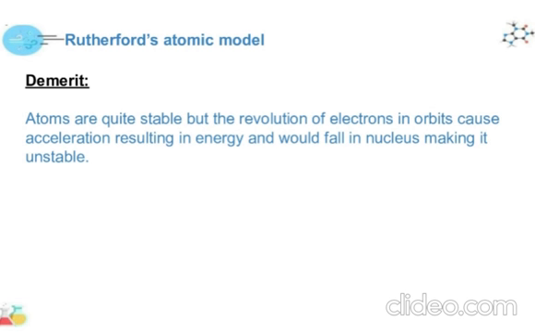But again, there were demerits. Atoms are quite stable, we know right now that atoms are very stable. But when the electrons are moving in their orbit, when they do the revolution, what will happen? Acceleration will be there. Due to this acceleration, the electrons or any other particle would fall into the nucleus, and the atoms would be unstable. But these things weren't included in his model, so this was also a failure.